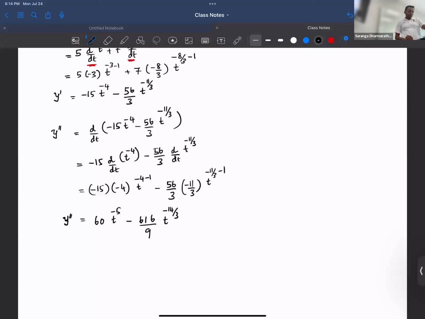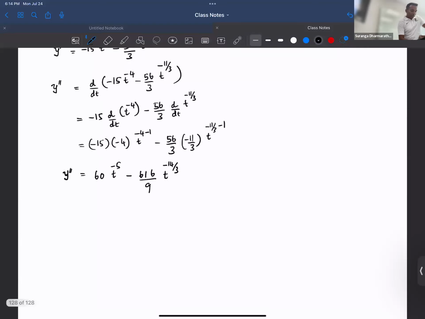So now we can do the next one. Y triple prime is d over dt, oh, this is positive, right? This should be positive because this is negative and this is a minus sign. So d over dt. Let me know if I make a mistake, okay? I may make mistakes. And I'm going like this.